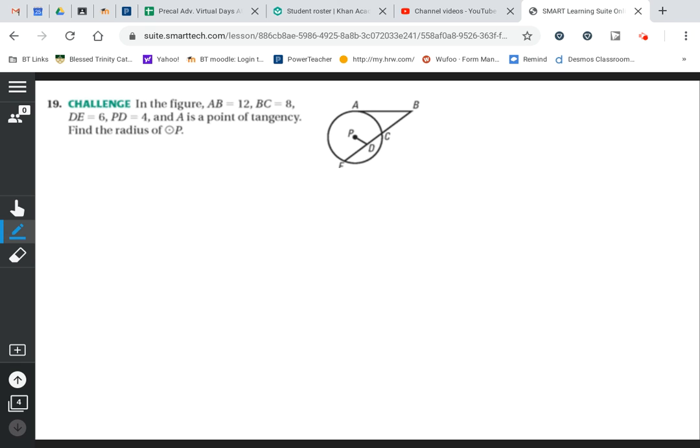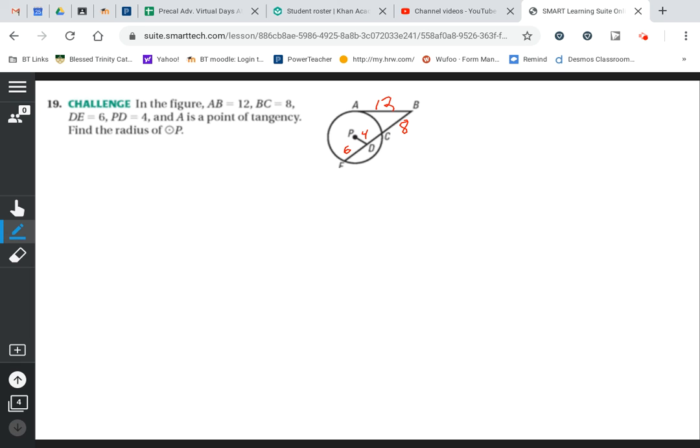And then 19. Now, this is the challenge one. It's going to require you to do a couple of different calculations and use multiple theorems and processes on this one. So it gives us that in the figure, AB is 12. BC is 8. DE here is 6. And PD here is 4. And it says A is a point of tangency. Find the radius of circle P.